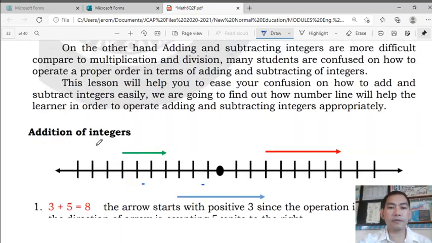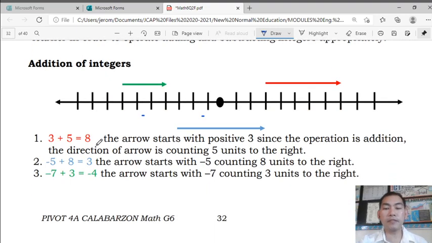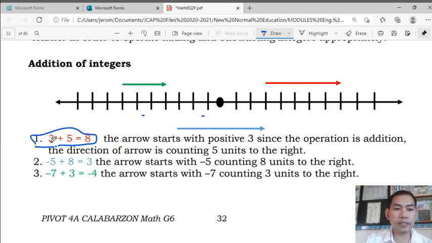Okay? Now, let's proceed to addition of integers. In addition of integers, we may use the number line. You can also use algebra tiles, the ones that you have learned from week 7. So let's start first with number 1, 3 plus 5. As what you are seeing, 3 and 5 don't have a sign. So it means it is positive. A number without sign means it is positive.